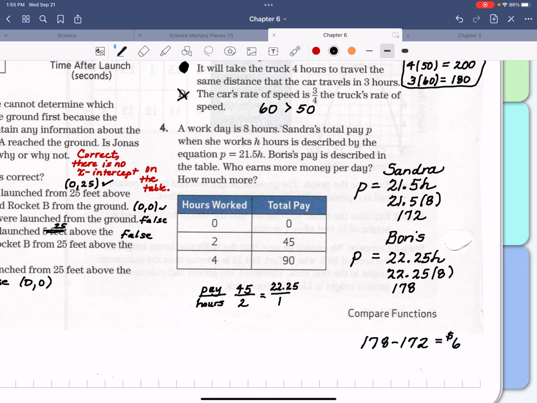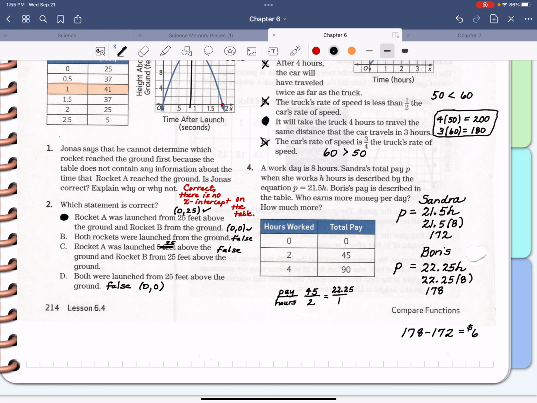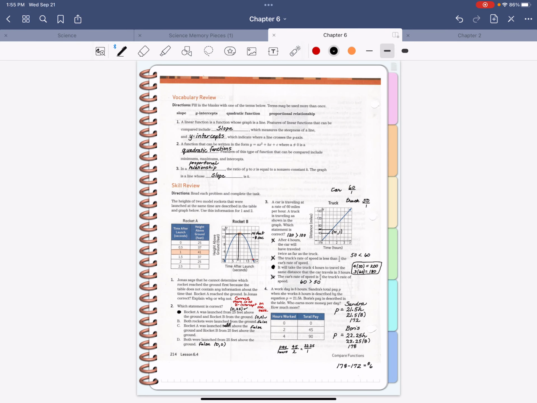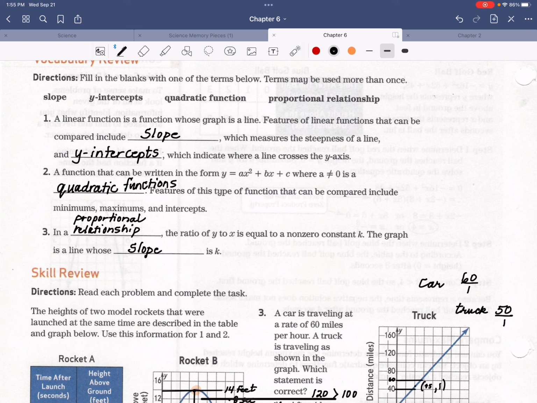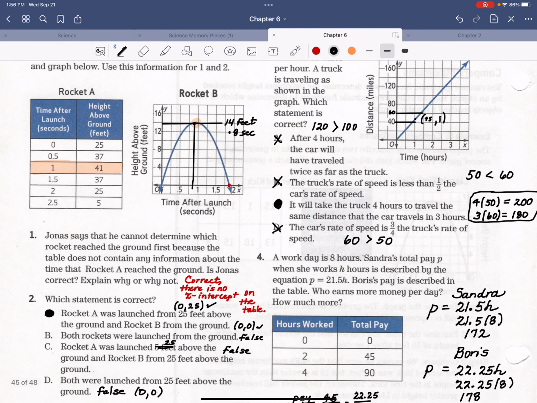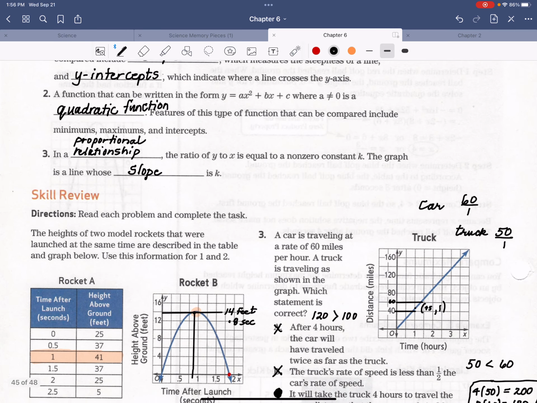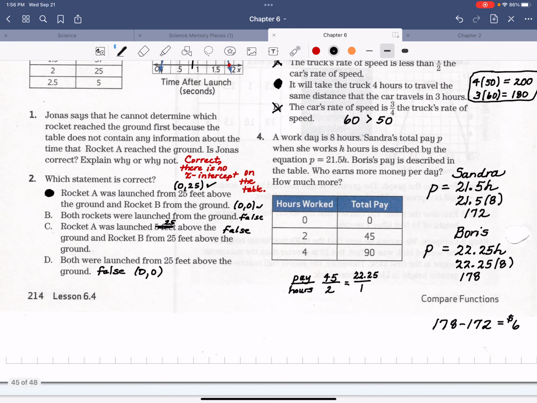So let me check these just to be sure I haven't done something weird, because y'all know I can do that. All right, page 214 in the textbook. Number 1 is slope y-intercepts. Number 2 is quadratic functions, excuse me. Number 3 is proportional relationship and slope. Number 1, Jonas is correct that the table does not tell. Number 2 is A. Number 3 is C. And number 4 is $8.